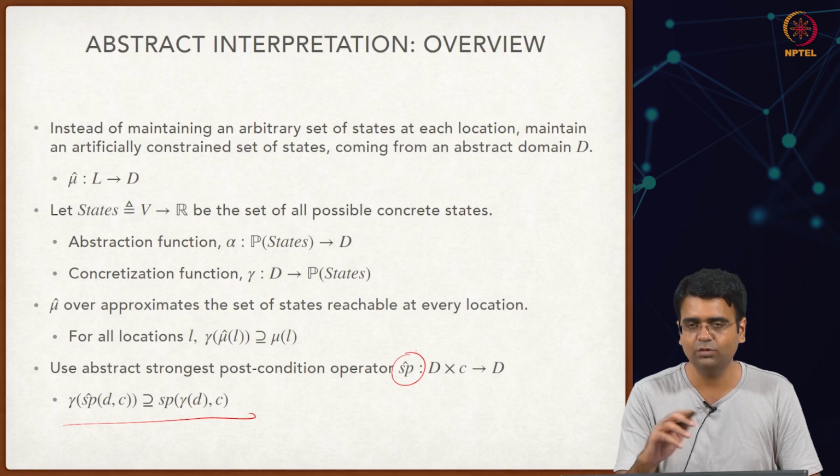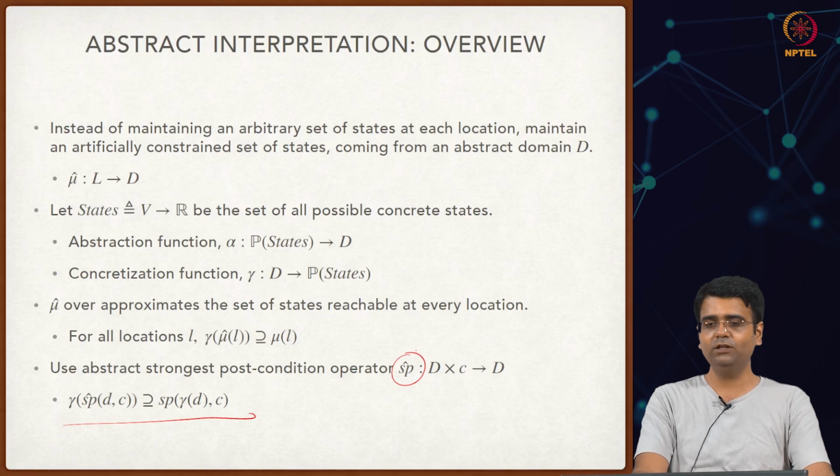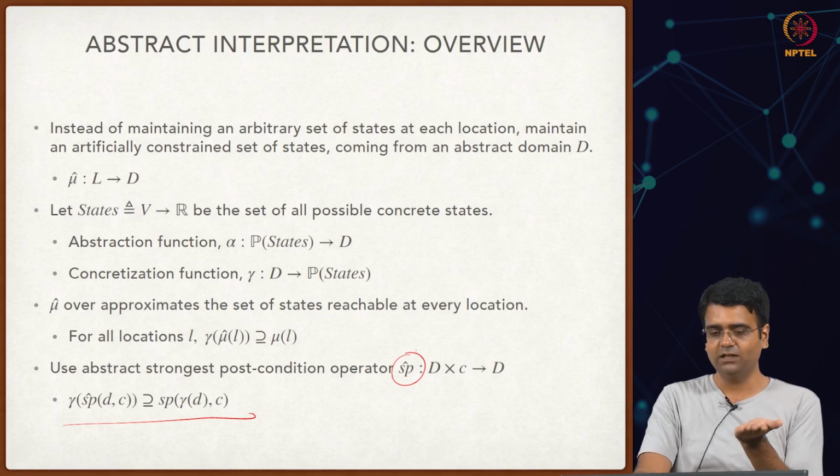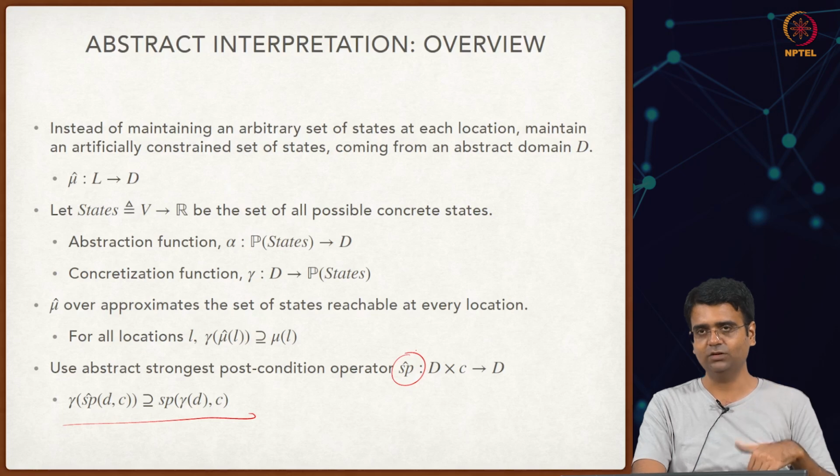So just to summarize what we have done so far. We have associated an element of the abstract domain with every program location. Now instead of computing the actual reachable states at every location, we want to compute the abstract values that are reachable at that location.